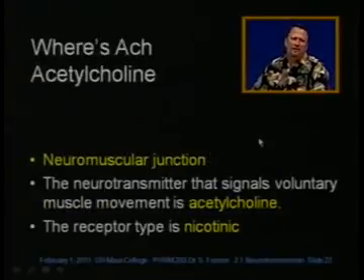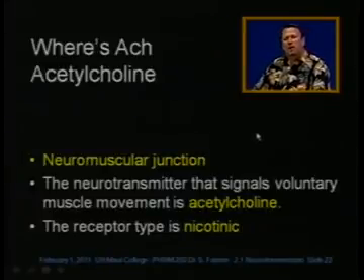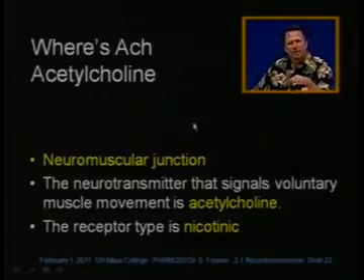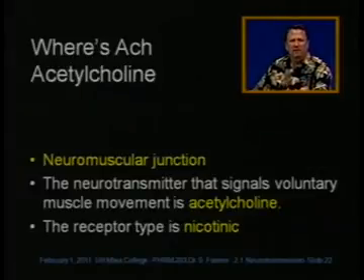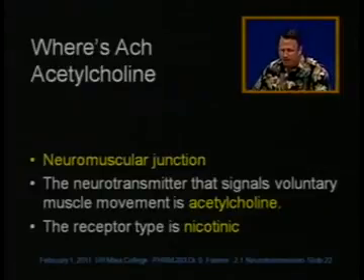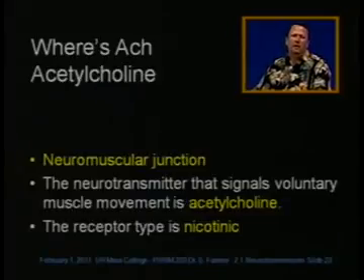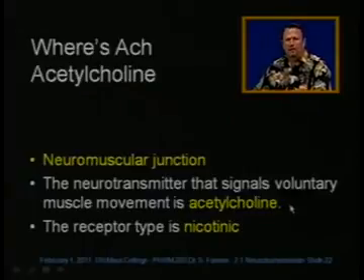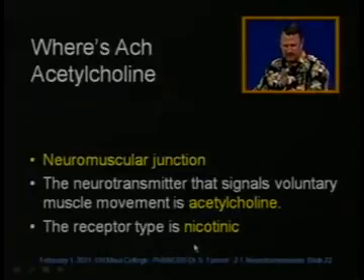So where are we going to find the acetylcholine in this course? Well, one of the places we're going to find it is the neuromuscular junction. Neuro, from the neuron to the muscle. So the neuromuscular junction is the place where the neuron signals voluntary muscle to move. And every voluntary muscle in your body is signaled by the neurotransmitter acetylcholine. And those receptors that sense the acetylcholine in the neuromuscular junction, we call those receptors nicotinic.